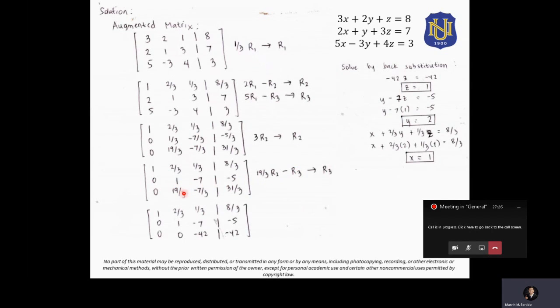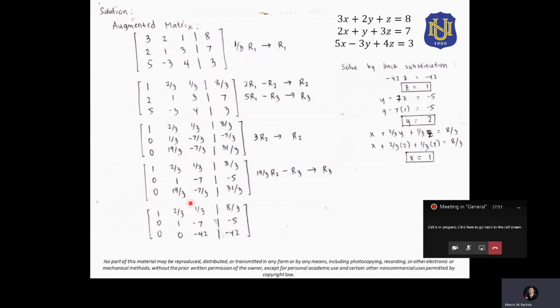Yung R3 natin is 19 thirds, so that will be 0. And then we have 19 thirds times negative 7 minus negative 7 thirds. It will give you negative 42. And then we have 19 thirds times negative 5 minus R3 pala, which is 31 thirds. Okay, it will give you negative 42. So this will be the new row 3.